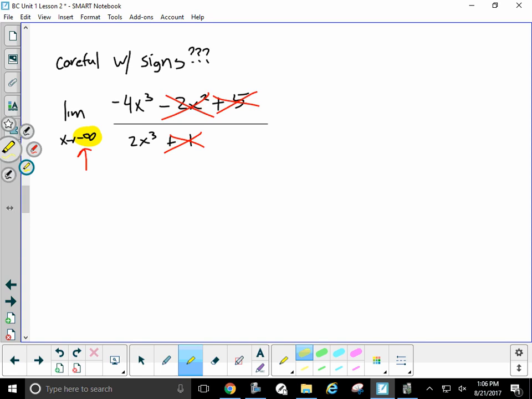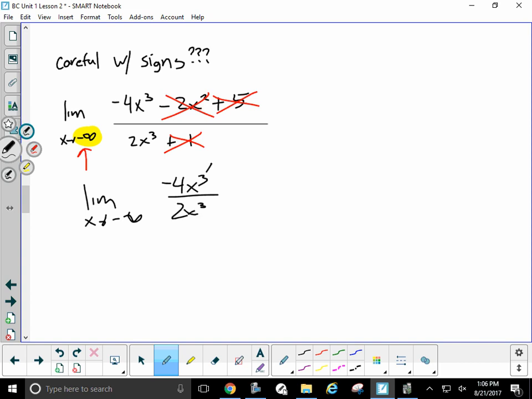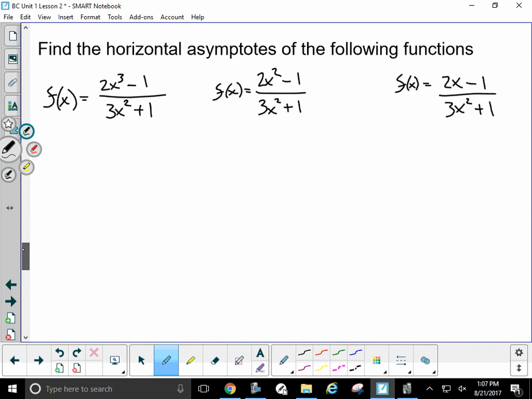So please take note of that, and then understand that we actually don't have to be careful with signs because they're just going to cancel each other out in both the positive direction or the negative direction. We'll just get negative 2. Okay, you guys do the next 3 and compare your answers with a neighbor.